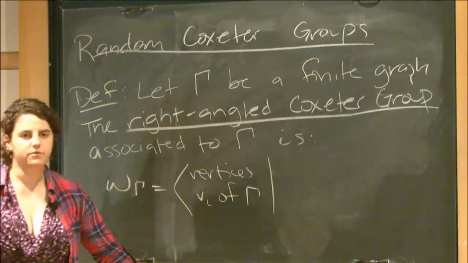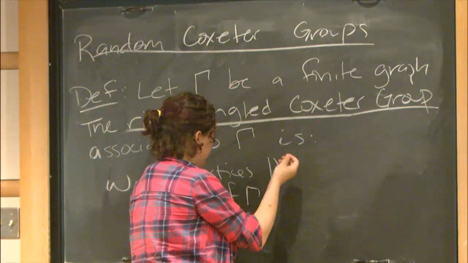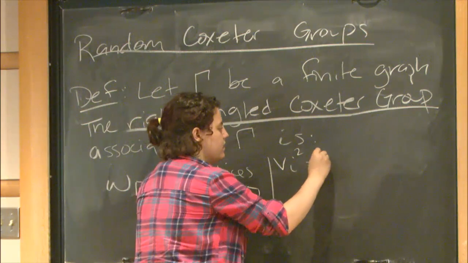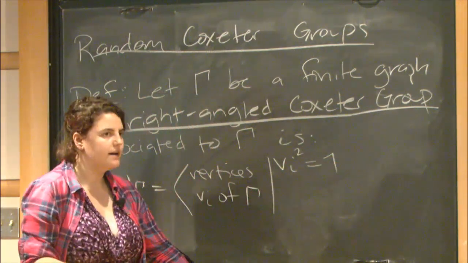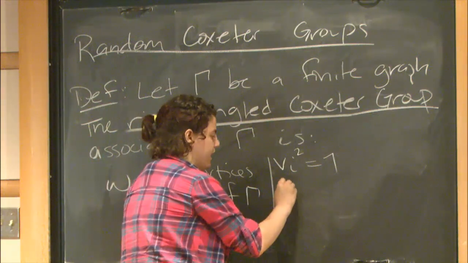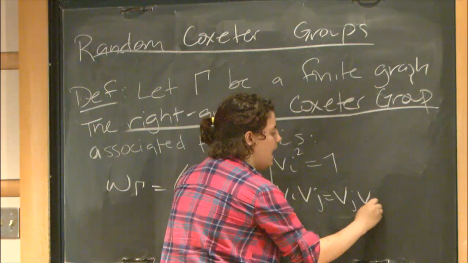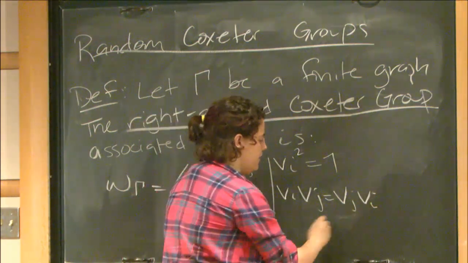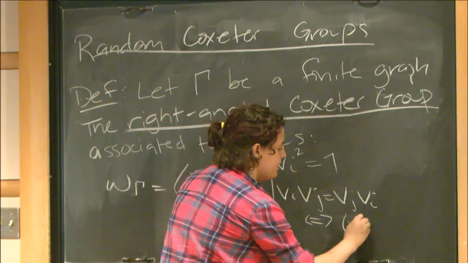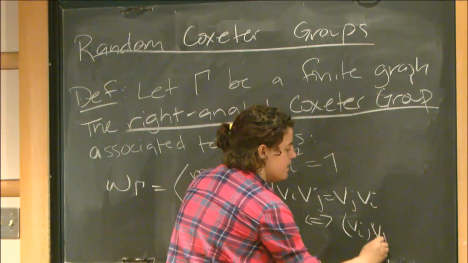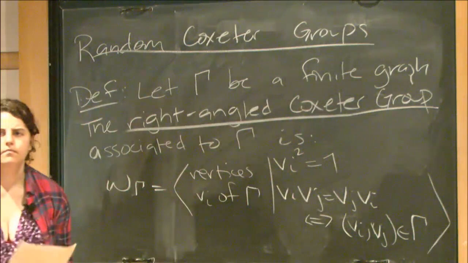And then for the relations, we've got two things going on. So first of all, every generator squared is going to be 1. And second of all, two generators are going to commute. So we've got v_i v_j equal to v_j v_i exactly when there's an edge between v_i and v_j in the graph gamma. Okay.